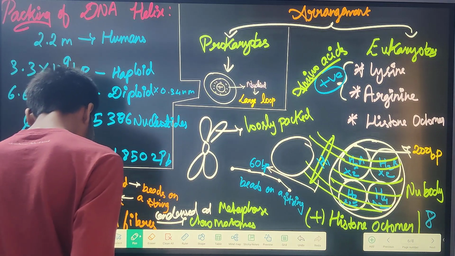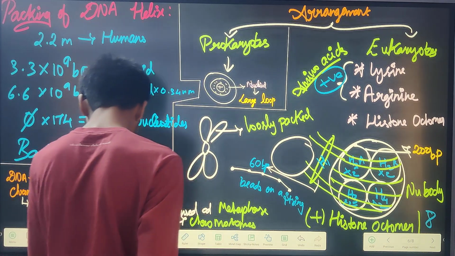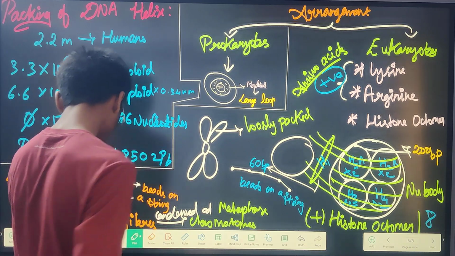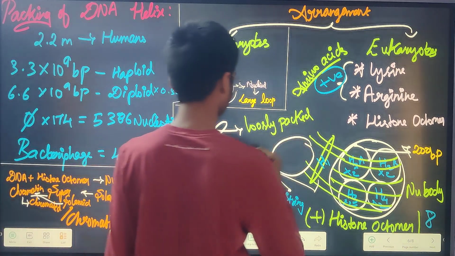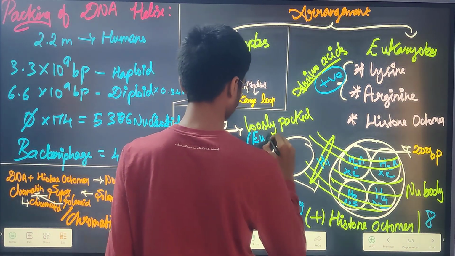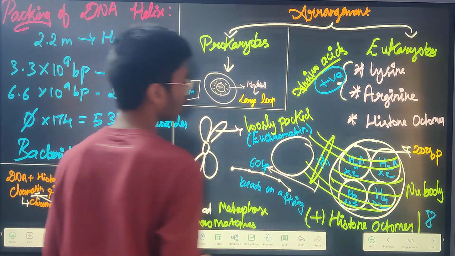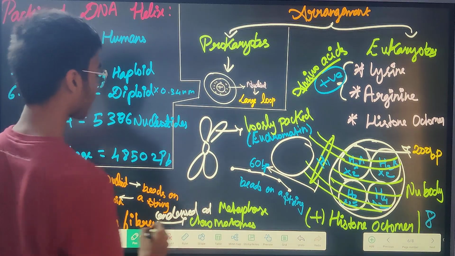So that is known as euchromatin. Okay, so euchromatin is transcriptionally active, loosely packed. So this is known as euchromatin. Okay, so this is transcriptionally active.